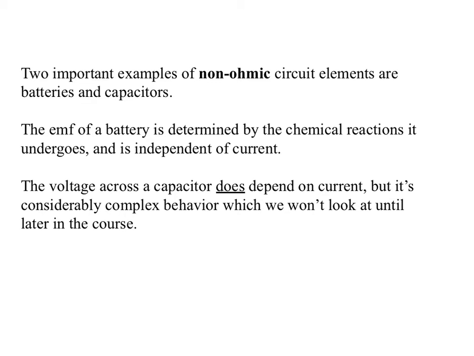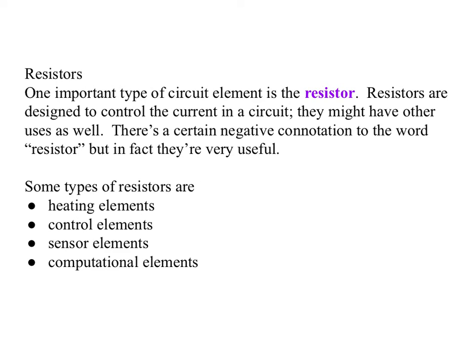The EMF of a battery comes from the chemical reactions that are going on and doesn't depend on what the current is that's being drawn. And the voltage across a capacitor does depend on current, but in a complex way, which we will not really talk about till later. You really have to have the idea of magnetism before you can really understand capacitance, or at least you have to go a little further than we're going right now, but we will come back to it. One important type of circuit element is the resistor.